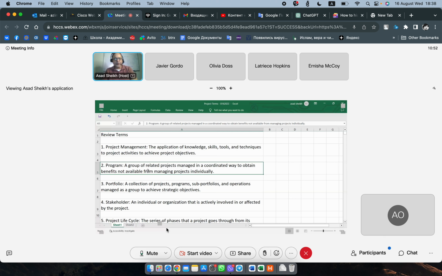Project life cycle. So we looked at the product life cycle and the project life cycle. It's a series of phases. Remember, there are 5 phases: initiation, planning, execution, and monitoring and control, and closing. That project goes through from its initiation to its closure. That's the project life cycle. Project governance, the framework, policies, and procedures.